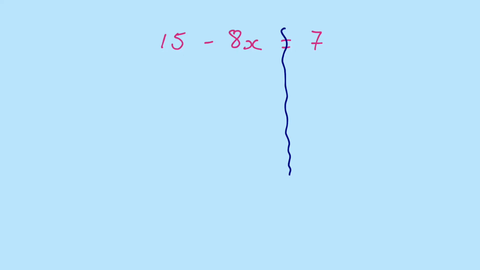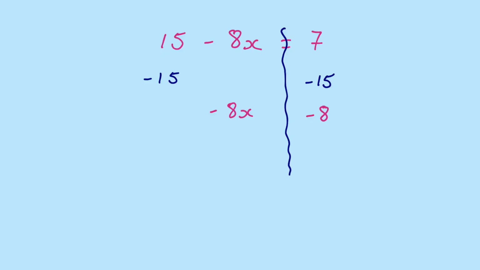So the first thing I've done is I've drawn a line down the middle. Now I'm going to get rid of this number on the side with my x's. So it's a +15, so I'm going to -15. Now if I take -15 away from the left hand side, that will leave me with -8x, and I take -15 away from my 7, and that will leave me with -8.